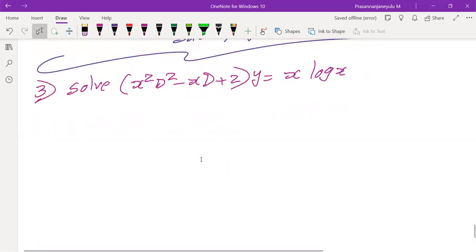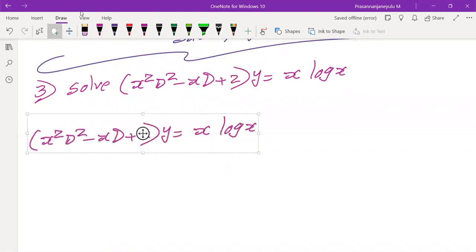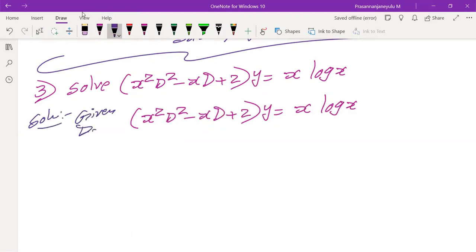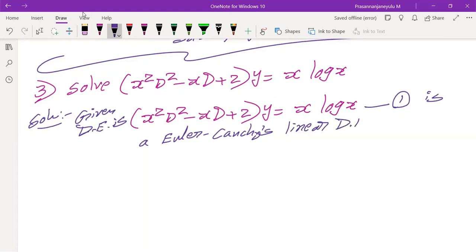Writing as it is, the given differential equation is like this. What is this differential equation? The d square coefficient is x square, the d coefficient is x, so this is an Euler Cauchy's linear DE. Or Cauchy's homogeneous linear DE, we can also call it Euler Cauchy's linear DE, with variable coefficients.